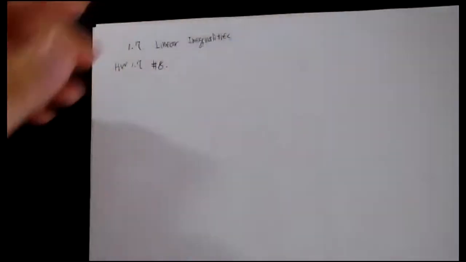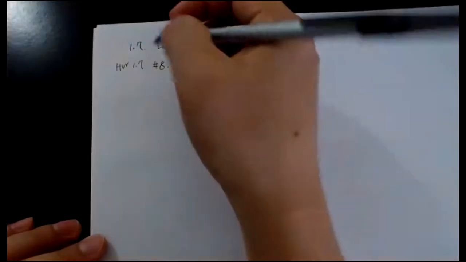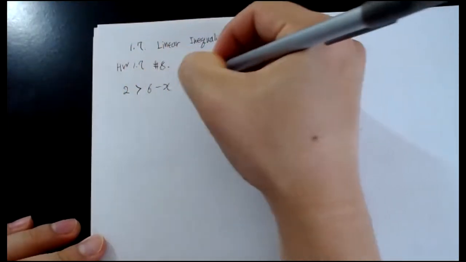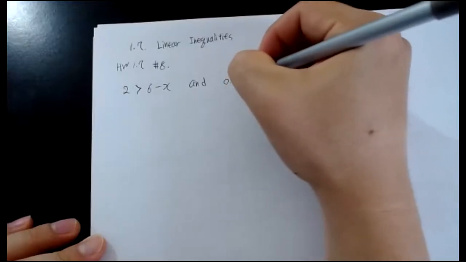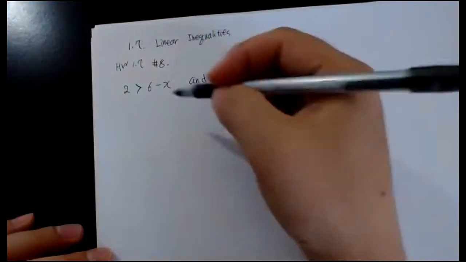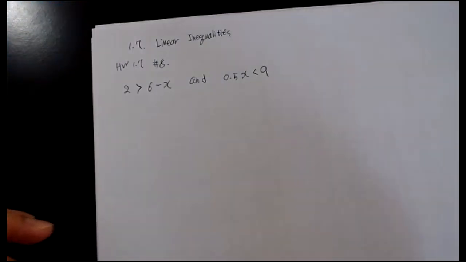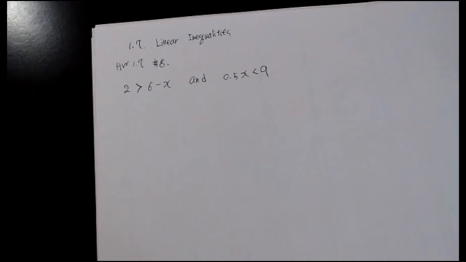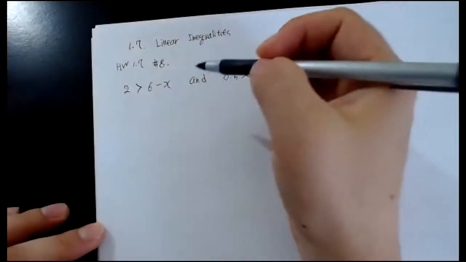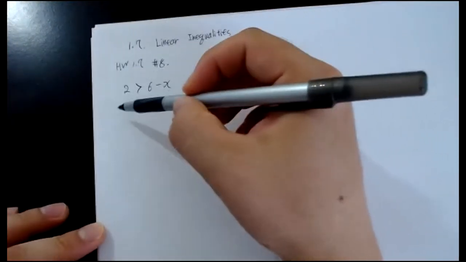So now what are we going to do? Definitely we have to solve two linear inequalities: 2 is greater than 6 minus x, and 0.5x is less than 9. It's not a big deal. I believe you know how to solve linear inequalities. It's pretty much similar to the process for solving a linear equation. We isolate x, so I want to get x on the left-hand side alone.